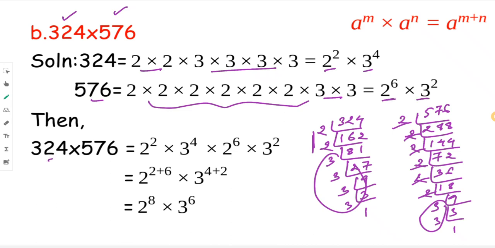Then when I multiply these two, 324 is this, right? So I've written here 2 to the power 2 into 3 to the power 4. And what about 576? 576 is 2 to the power 6 and 3 to the power 2. So same thing, 2 to the power 2 multiplied by 2 to the power 6. They have the same base, different power, which means I can add them. Right, same thing again. Same base, different power, I can add them. Then 2 plus 6, 8, 4 plus 2, 6. So my final answer is going to be 2 to the power 8 into 3 to the power 6.